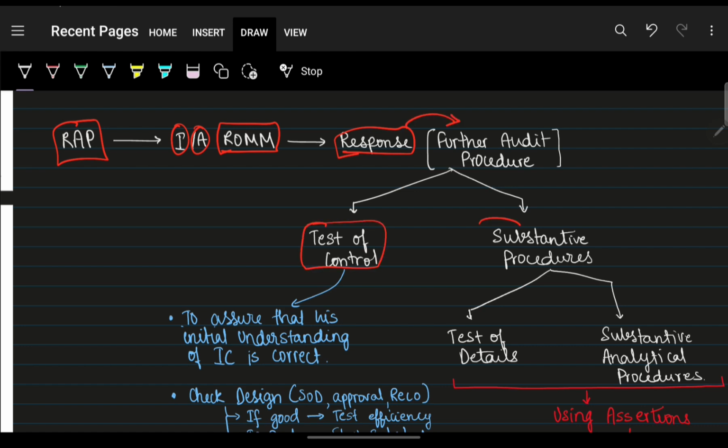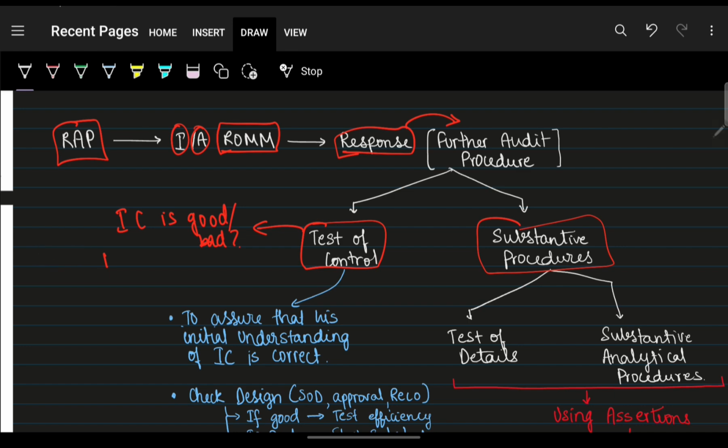He will either do test of control or substantive procedures. Okay, so test of control is to ensure that his initial understanding of the internal control was correct. Meaning he will check whether the internal control is actually good or not. When he was doing the risk assessment procedures, he would have understood the entity and its environment, including its internal control. So he has a basic understanding of the internal control, but he has not actually tested any of it yet.